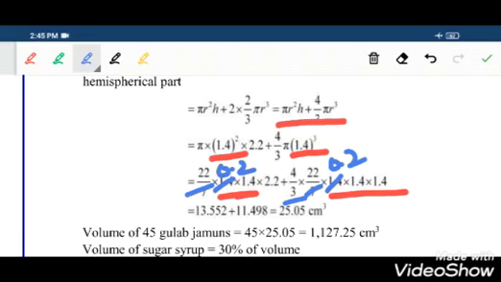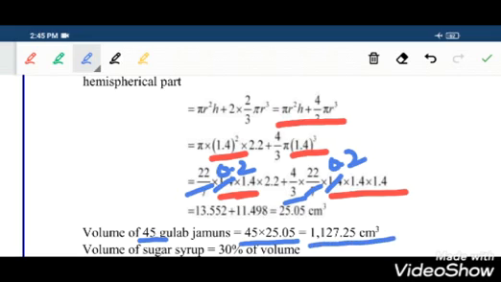So this is the volume of one gulab jamun. We need the volume of 45 gulab jamuns, so we multiply by 45. You get 1127.25 centimeter cube. Now we have the volume of the gulab jamuns.